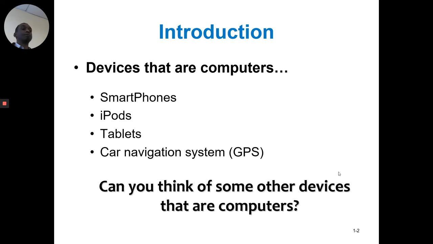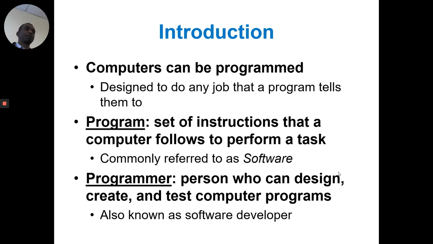Introduction. Devices that are computers are what? We have smartphones, iPods, tablets, car navigation systems or GPS. Can you think of any other devices that are computers that you use at home? Smart TV. What else? Smart refrigerator. What else? Game consoles, right? What else? These days, washers and dryers, right? You can press a button and then Amazon sends you detergent and so forth, right? Microwave. Okay.